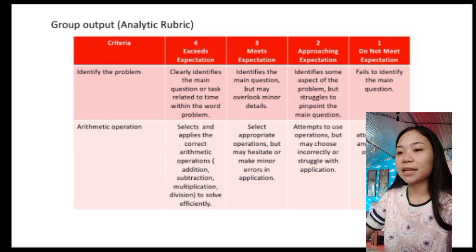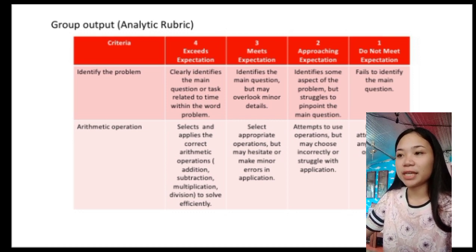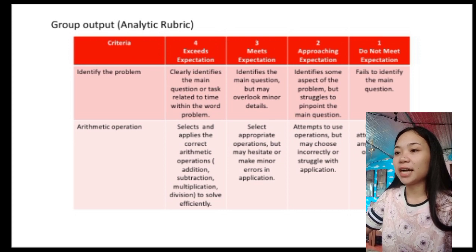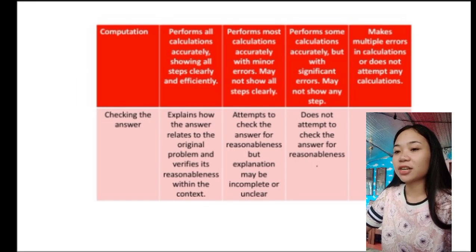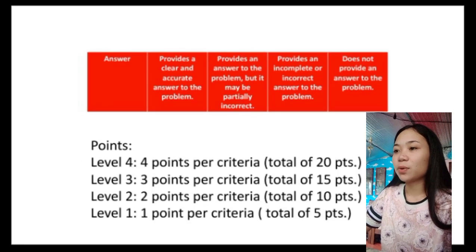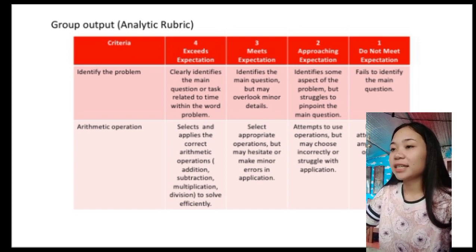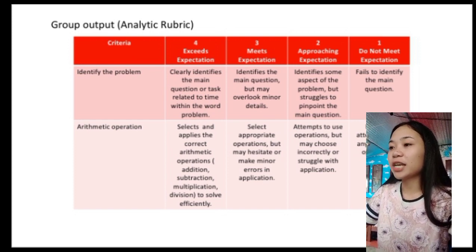For the task design made by Torino, I came up with this scoring rubric. It is an analytic rubric. As you can see, we have here the criteria: identify the problem, arithmetic operation, computation, checking of the answer, and the answer. We have 4 levels of performance: 4 exceeds expectation, 3 meets expectation, 2 approaching expectation, and 1 does not meet expectation.